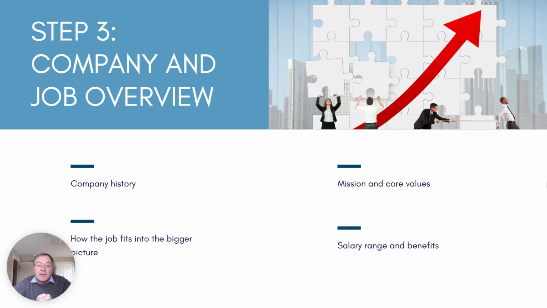Step 3. Start with a short, engaging overview of the job and company. This 1 to 4 sentence overview should include a brief description of your company, history, its products and services, as well as its mission and core values. This section should also provide an overview of the job and how it contributes to larger company objectives. This will help new and current employees gain a better idea of the big picture and their potential role. Salary range and benefits can also be mentioned here.